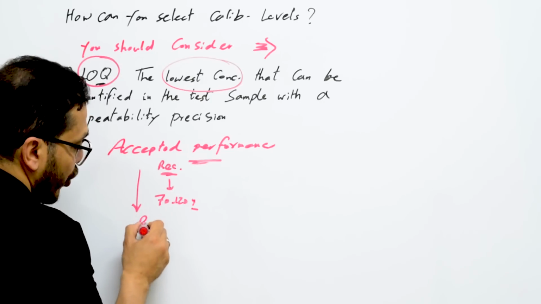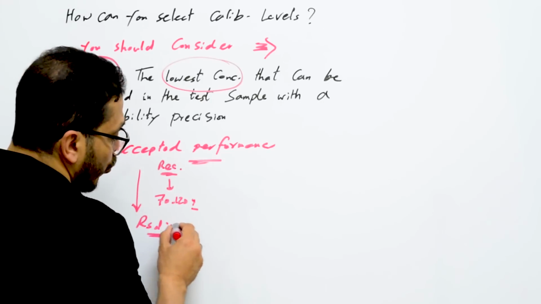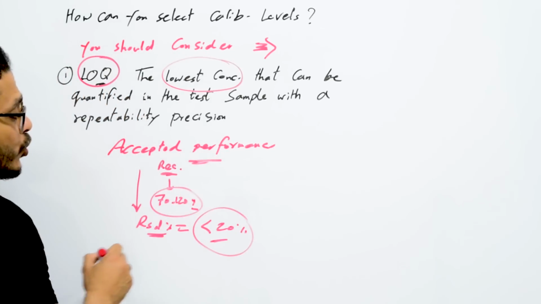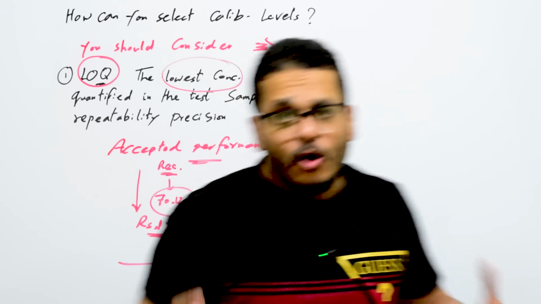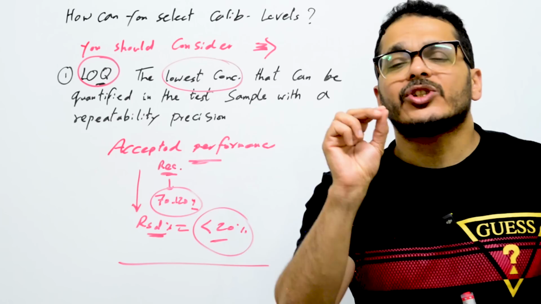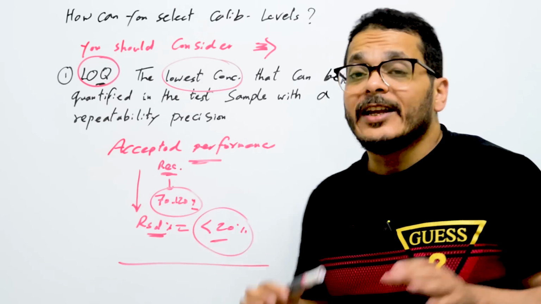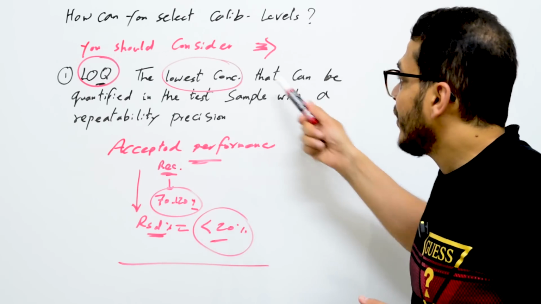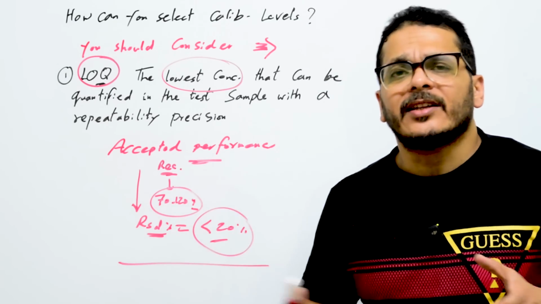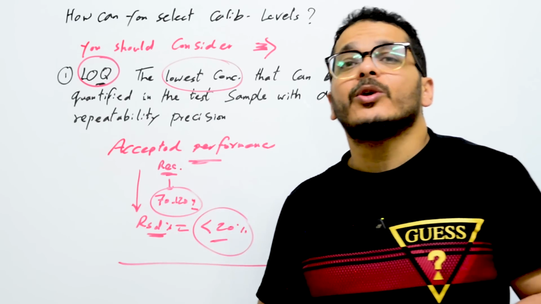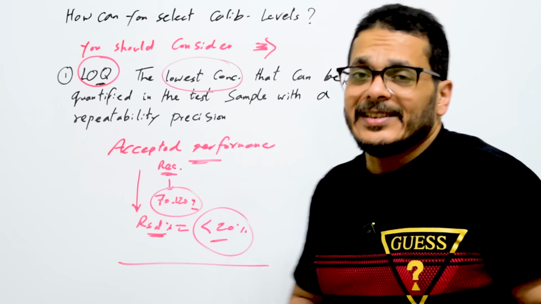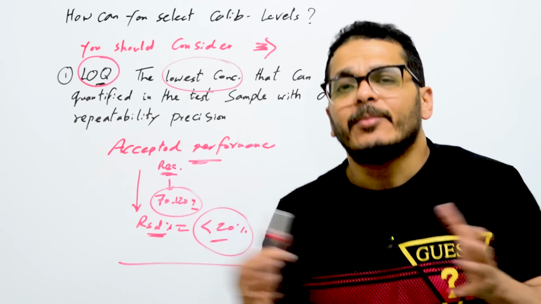Relative standard deviation should be within an acceptable range, also as an example less than or equal to 20%, or according to the guideline you use. So for accepted performance, all parameters should be within an acceptable range to be considered as LOQ. So LOQ is the lowest concentration of analyte that can be quantified in the test sample with accepted performance, accepted recovery, accepted relative standard deviation, accepted everything. So you should consider the limit of quantitation when you select calibration levels.